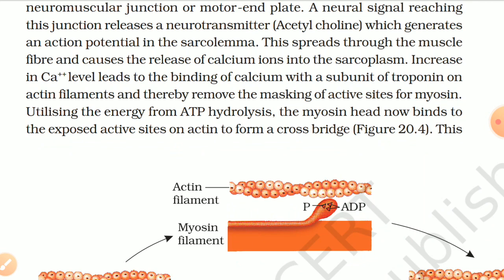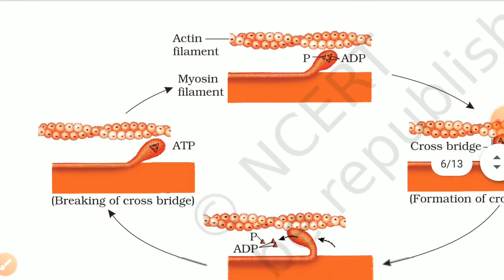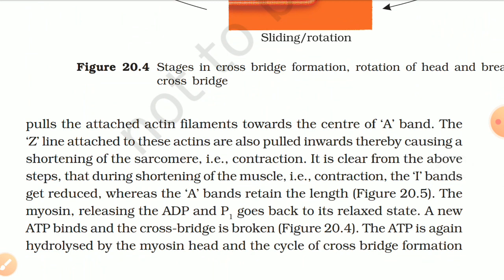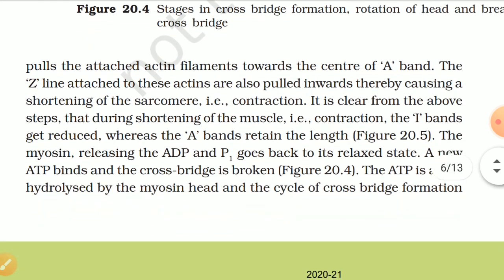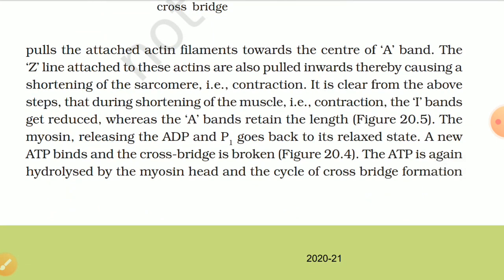Utilizing the energy from ATP hydrolysis, the myosin head now binds to the exposed active site on actin to form a cross bridge (Figure 20.4). This pulls the attached actin filament toward the center of the A band. The Z lines attached to these filaments are also pulled inwards, thereby causing a shortening of the sarcomere, that is, contraction. It is clear from the above steps that during shortening of the muscle, that is contraction, the I band gets reduced, whereas the A band retains its length (Figure 20.5).